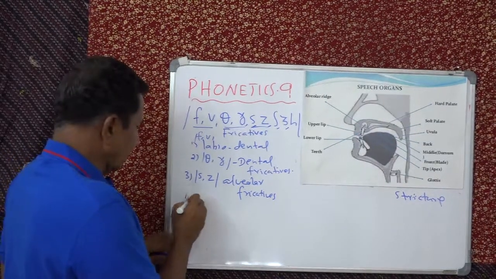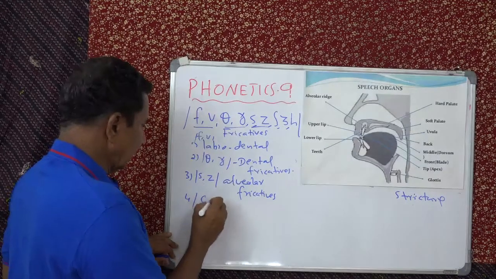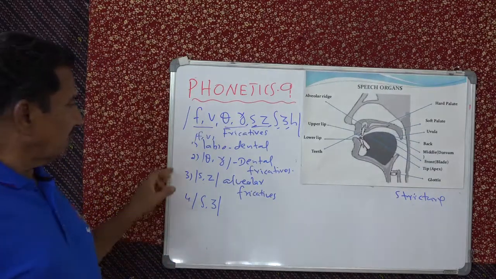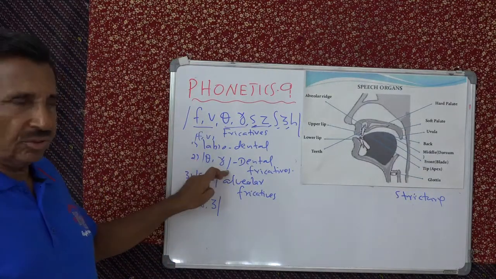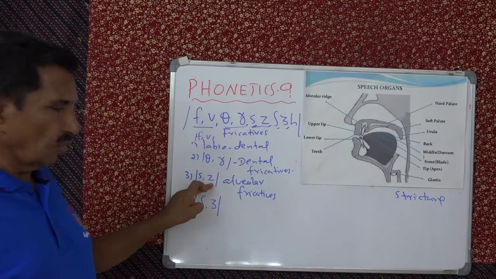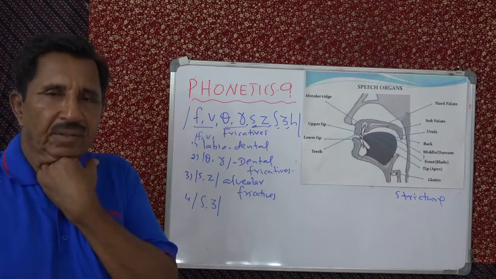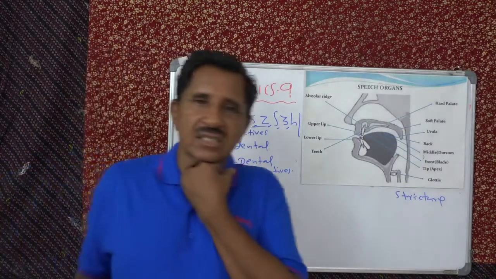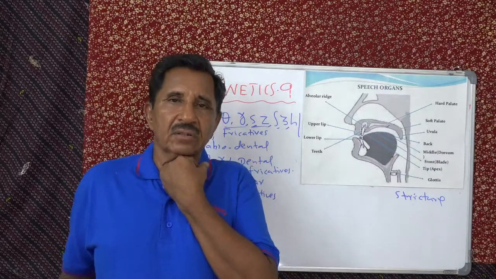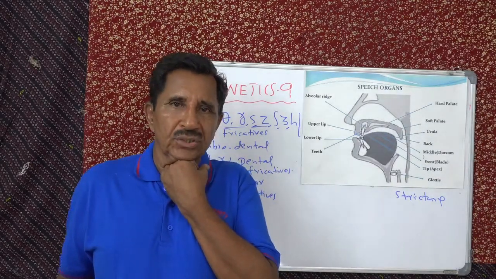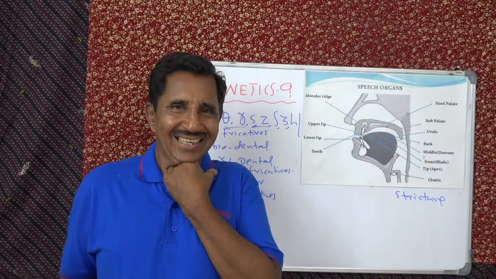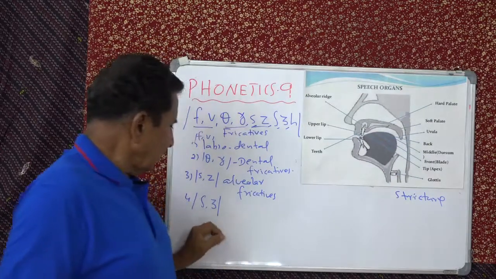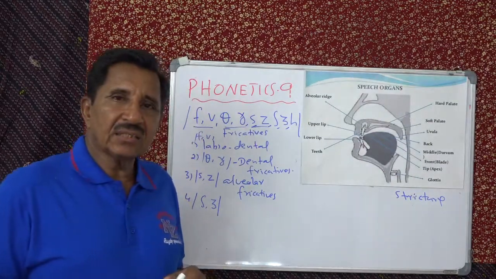Now the fourth one, you can see, sh and zh. In these pairs you will find the first is voiceless, the second is voiced, that is, the vibration of the vocal cords. S, no vibration. There is no vibration. But when you say zoo, zigzag, zip, that is vibration. The second one has vibration.